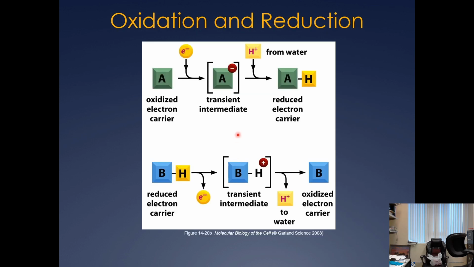And once again, getting back to oxidation and reduction, here you have your oxidized electron carrier. An electron will come in, produce a transient intermediate, and then you have a reduced form with a proton associated with it. And same thing, if you have a reduced form and you release an electron, that's eventually going to release a proton. In this case, it can go to water, and then you're basically left with your oxidized electron carrier.